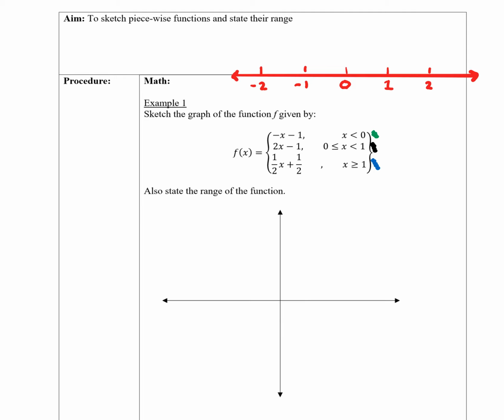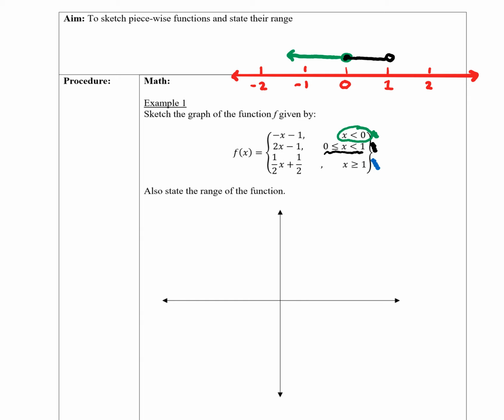So we can see up here in our number line that our first function, negative x minus 1, works for everything where x is less than 0. So that's what we're looking at there. We imagine that we've got this open dot, and it's everything that's to the left as such. We can see that our next function, 2x minus 1, exists between 0 and 1. Now it's inclusive of 0, and it goes up to 1, but that doesn't include the 1.